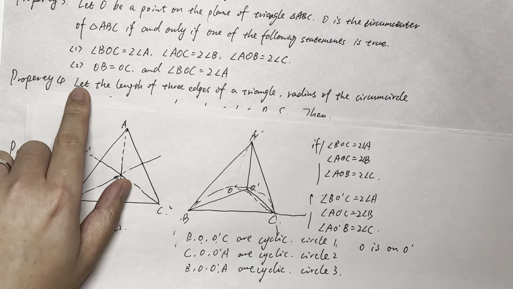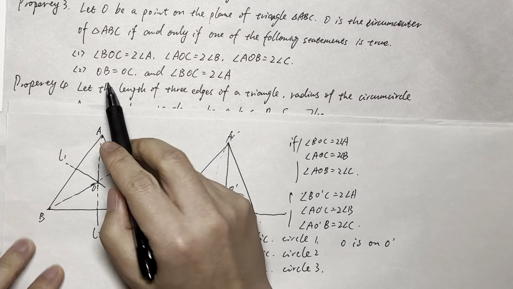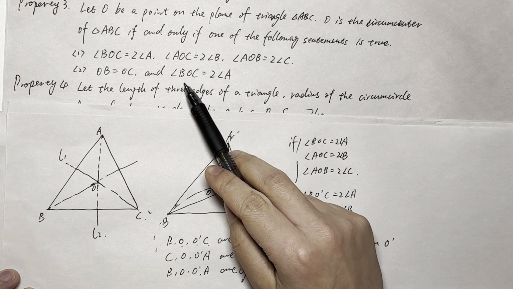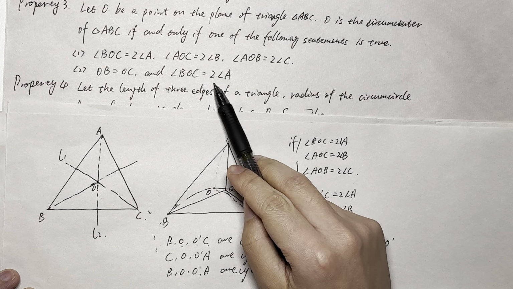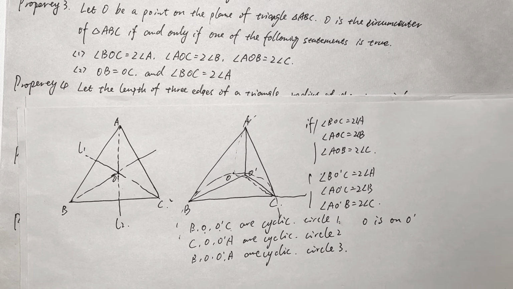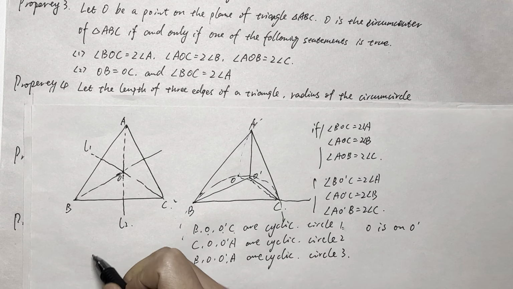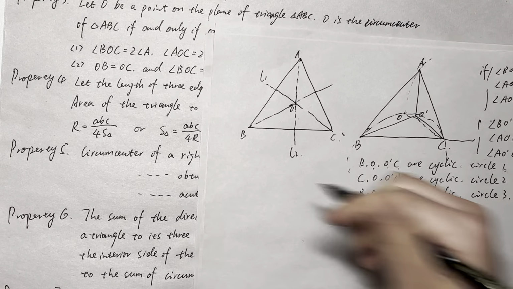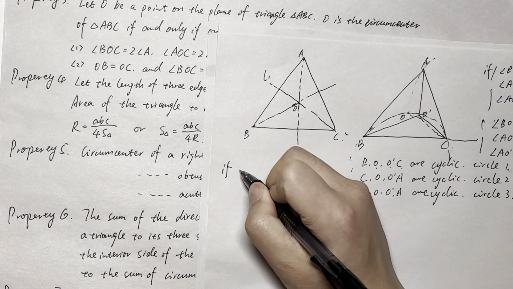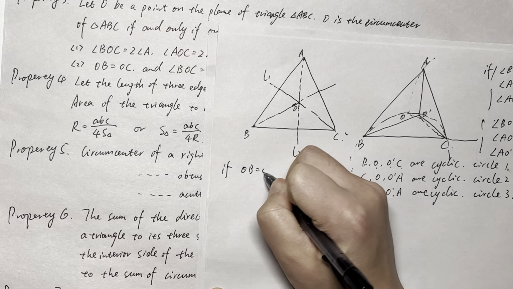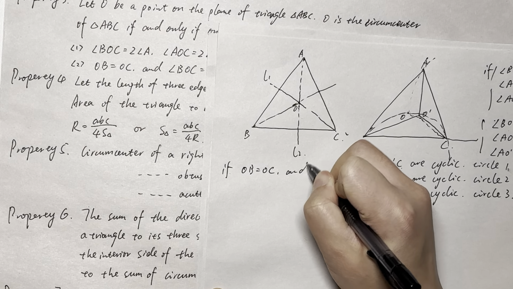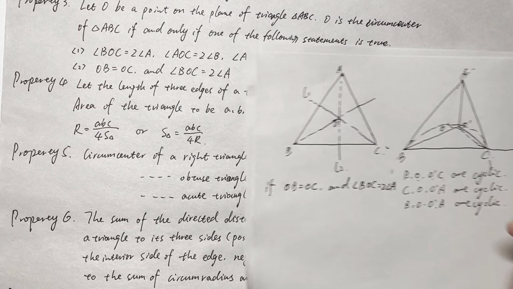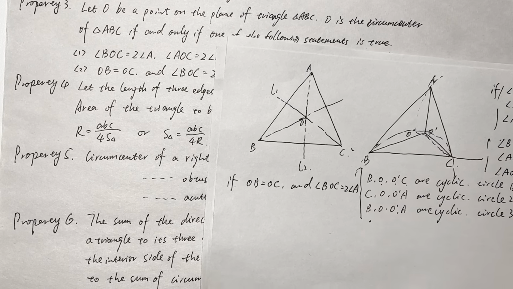And for the second one, if OB equals OC and angle BOC equals twice angle A, I'll just write it here. If OB equals OC and angle BOC equals 2A, twice angle A.